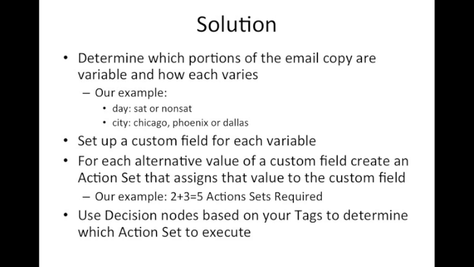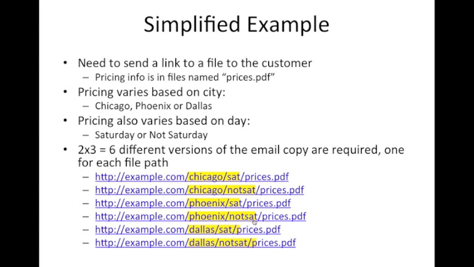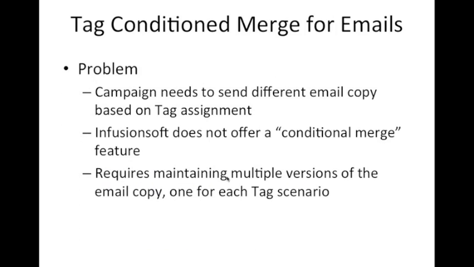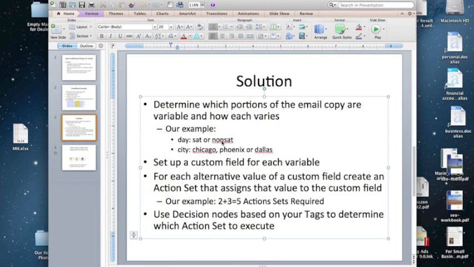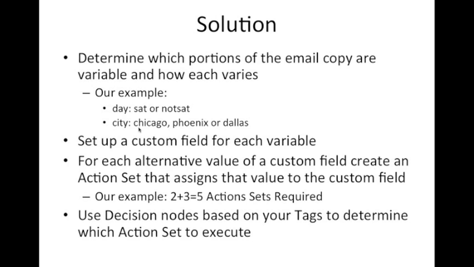So the solution is to determine which portions of the email copy are variable and how each of them varies. So in our example, the day varies by SAT or non-SAT. And remember, let's go back to here. It says not SAT, so let me go back and fix this real quick. It's actually SAT or not SAT. And the city varies by Chicago, Phoenix, or Dallas.